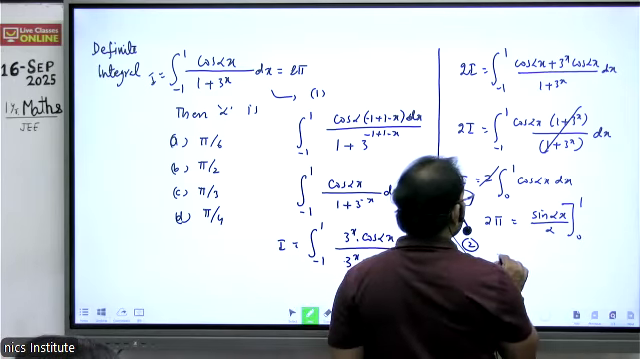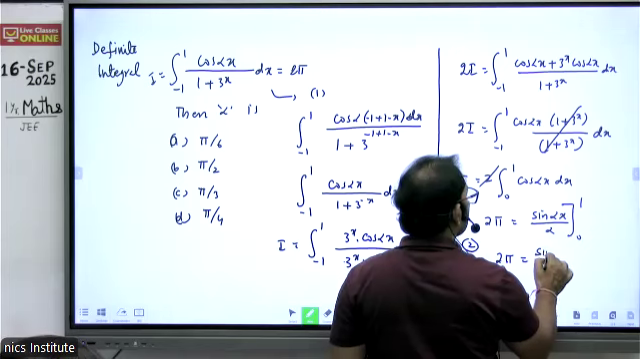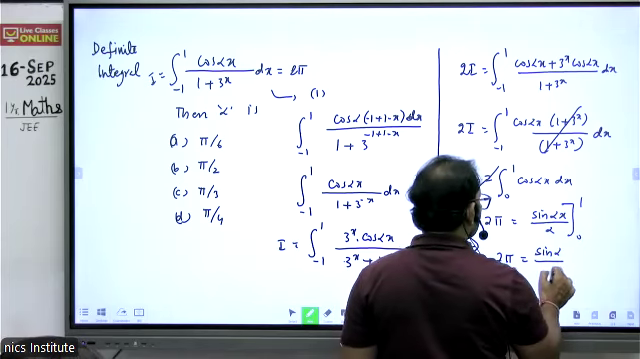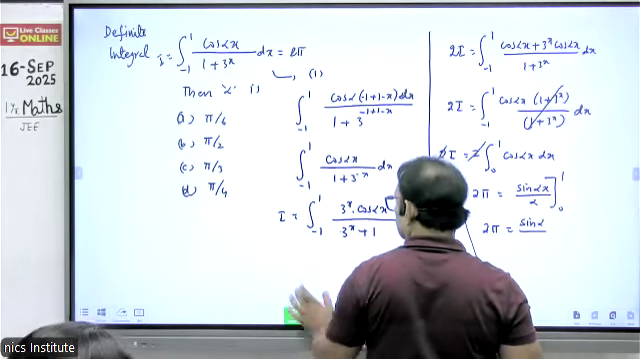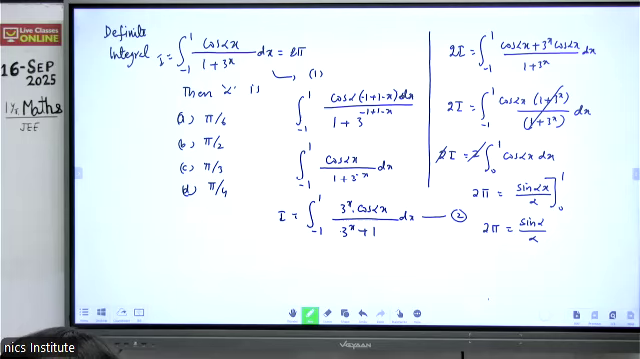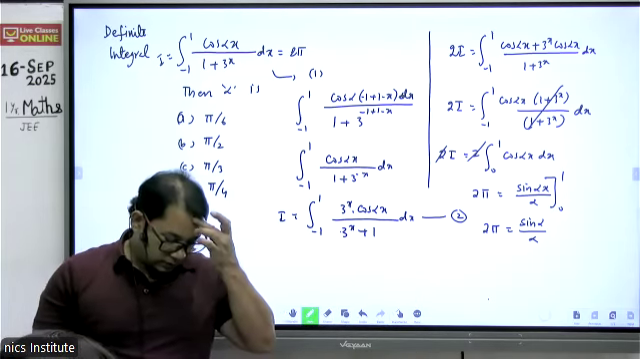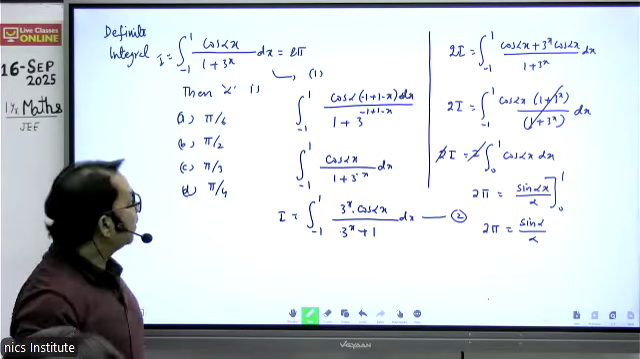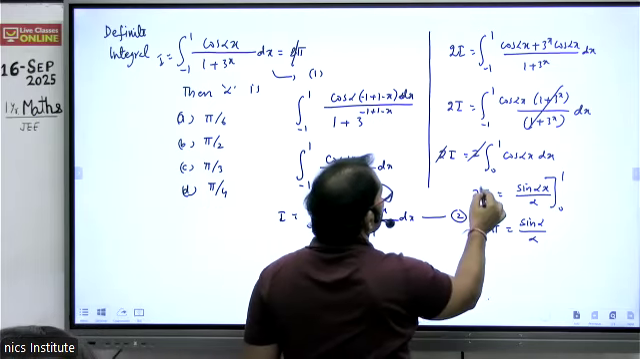So after integration, 2 pi is equal to sin alpha by alpha, right? So now you can substitute values and decide which one is the correct answer. If I substitute the first option, I don't think it should be 2 pi then. There's something wrong. It is 2 by pi, not 2 pi. It is 2 divided by pi.